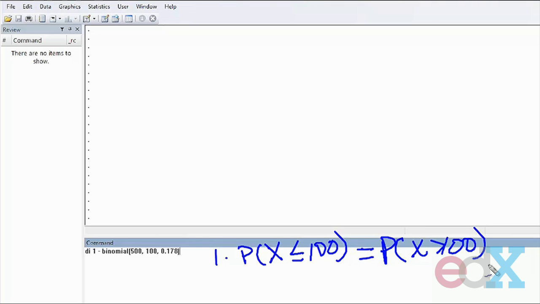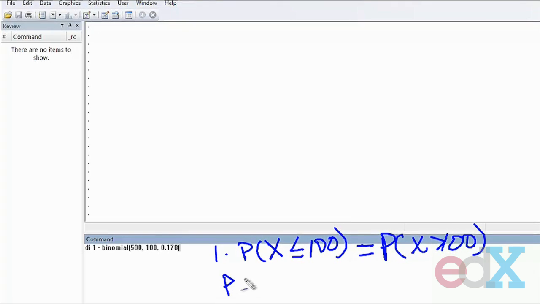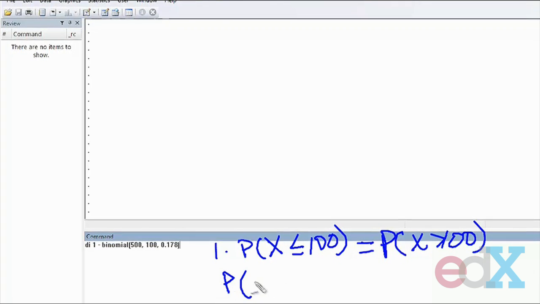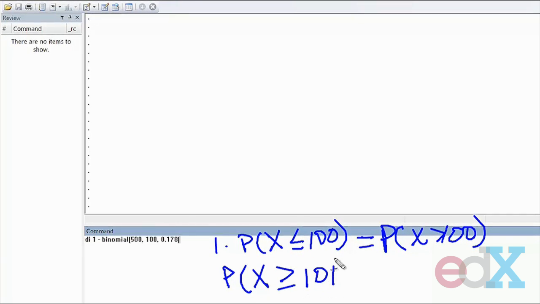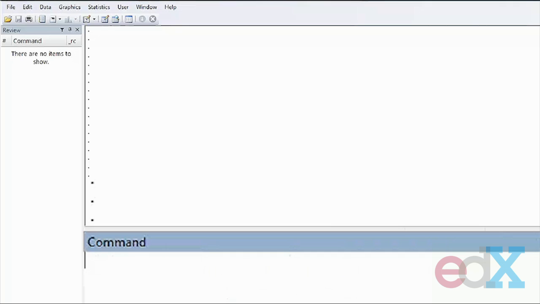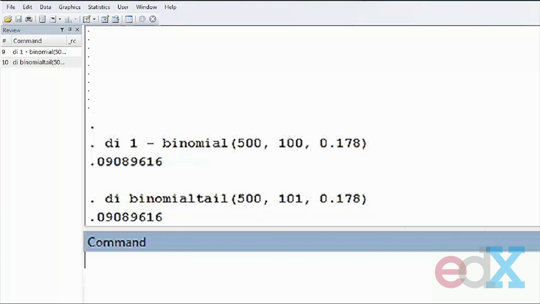And this is going to be equal to the probability that X is greater than 100. On the other hand, we could have done the calculation in Stata using the binomial tail command by simply calculating the probability that X is greater than or equal to 101. So first, using the binomial command, we find that this probability is equal to about 9%. Now let's try out the binomial tail command.